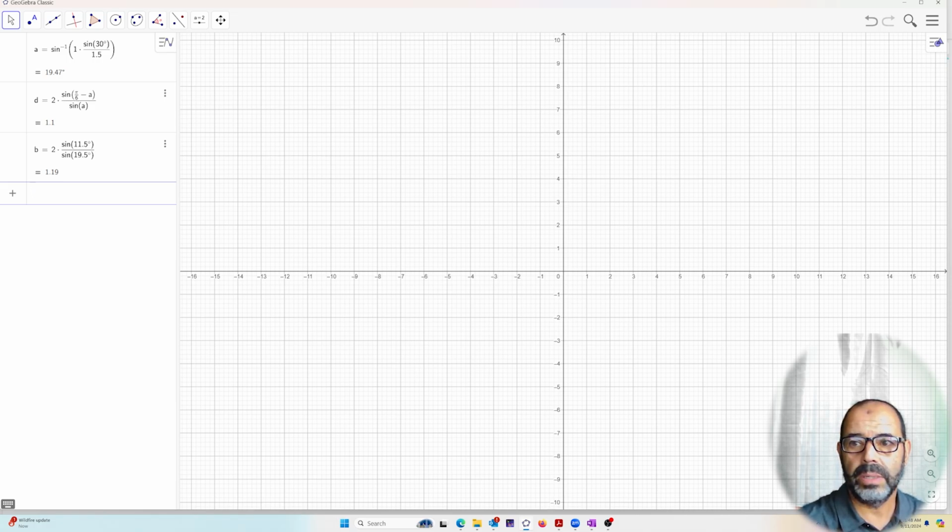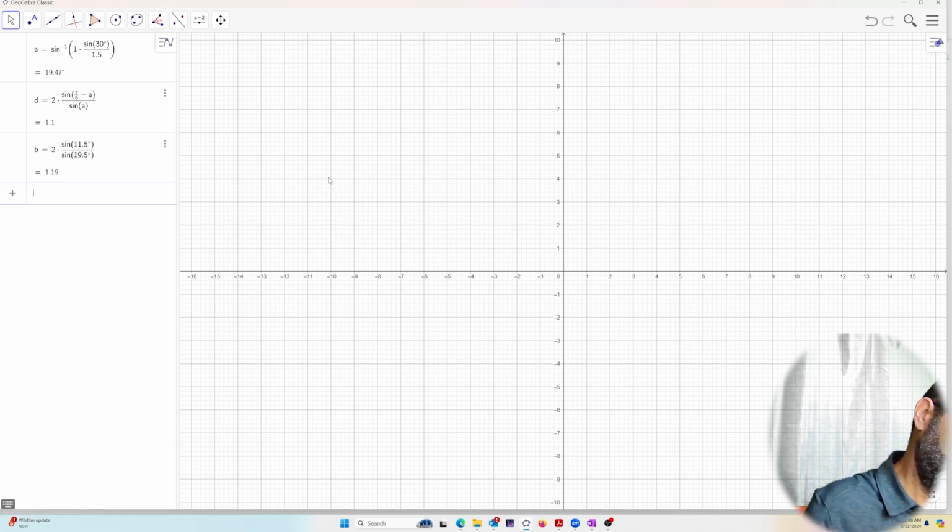Let me see if I can see what the problem says in here for find the lateral displacement.